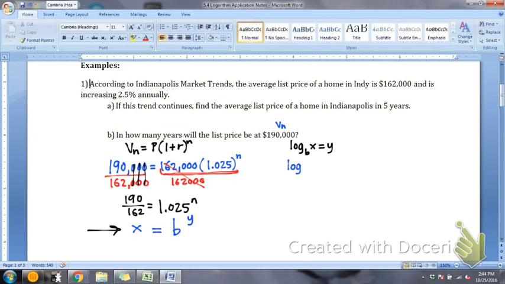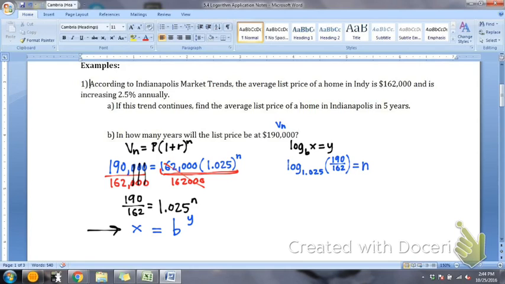My b value is 1.025. What's the x value? The 190 over 162. And my y value is n. Does anyone have questions about how I changed that?